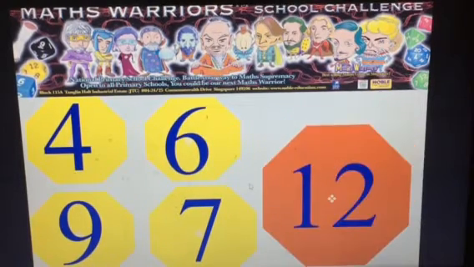Another example, how to get 12. I can see straight away, 4 plus 6 will give me 10, and 9 minus 7 will give me a 2. So I have 10 plus 2, which will give me a 12.